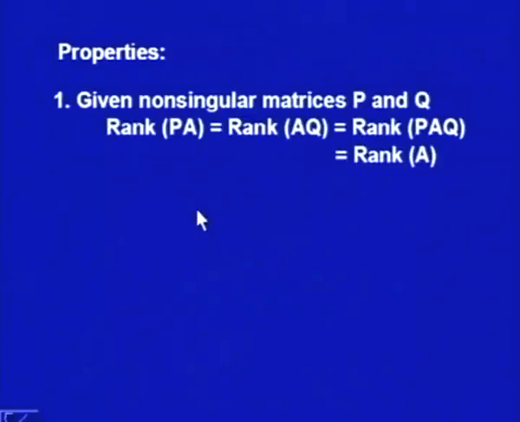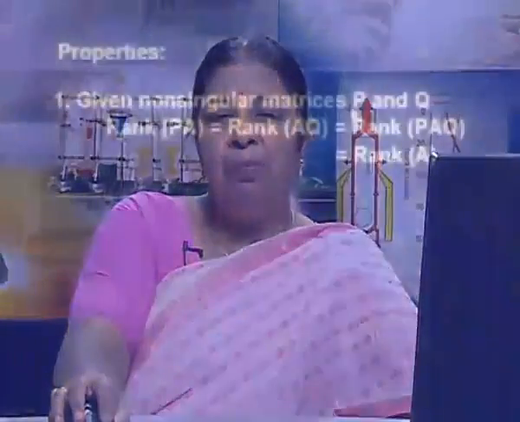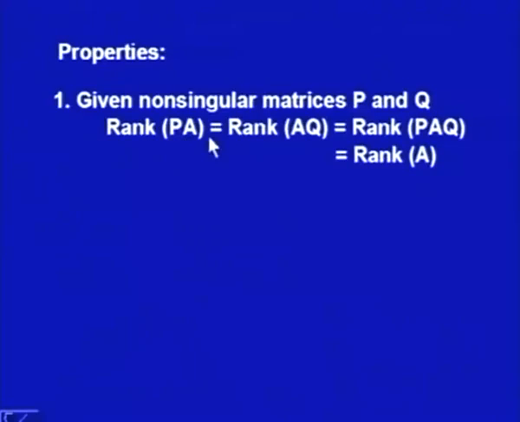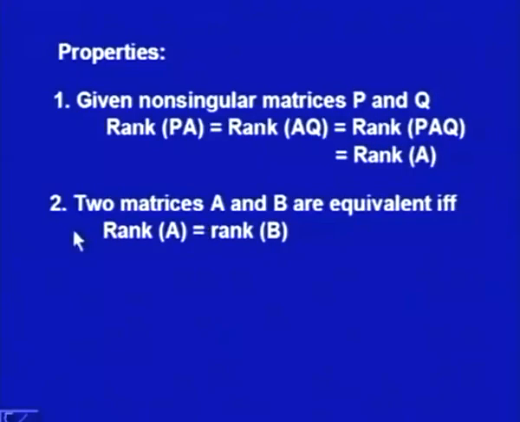Now we will establish certain properties of rank. The first property is, if non-singular matrices P and Q are given, then rank of PA is equal to rank of AQ, is equal to rank of PAQ, is equal to rank of A. This matrix A is given to us, P is non-singular, so P into A will have the same rank as A. Similarly, for the given matrix Q, rank of AQ will be the same as rank of A. Also, rank of PAQ is equal to rank of A. Further, two matrices A and B are equivalent if and only if rank A is equal to rank B.